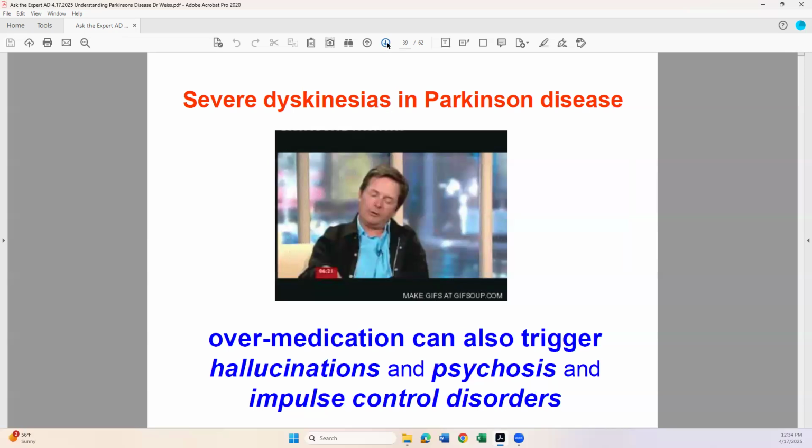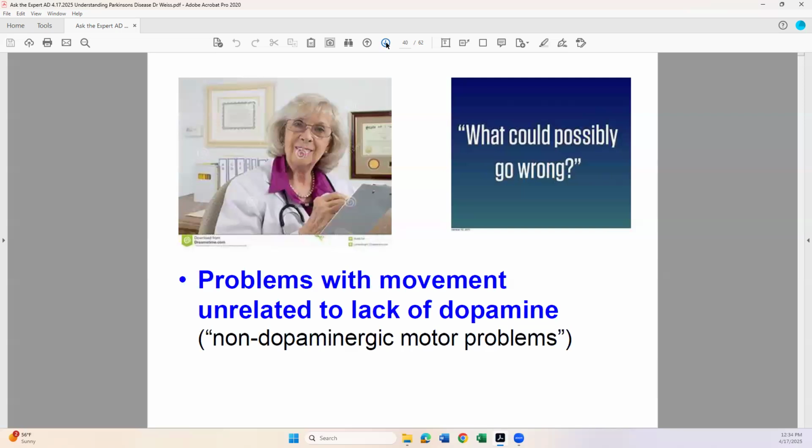Likewise, too much medication can trigger hallucinations, delusions, frank psychosis, and impulse control disorders, where people develop terrible destructive behaviors like excessive gambling or even hypersexuality or hoarding behaviors related to excessive dopaminergic stimulation of certain areas of the nervous system. Next slide. So we have to be very aware of these possible complications.